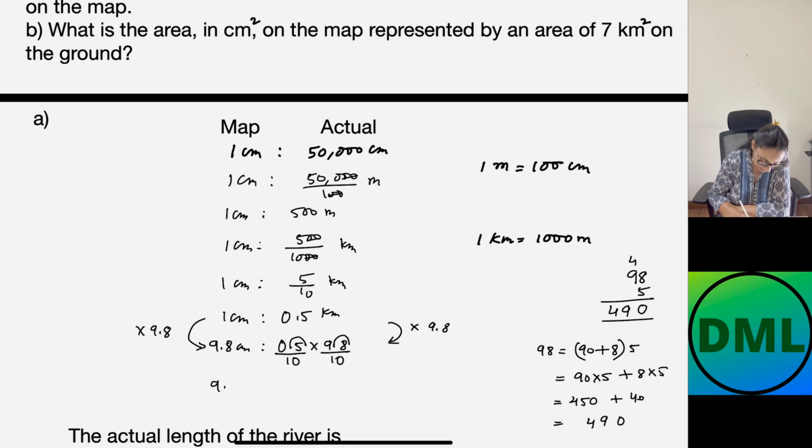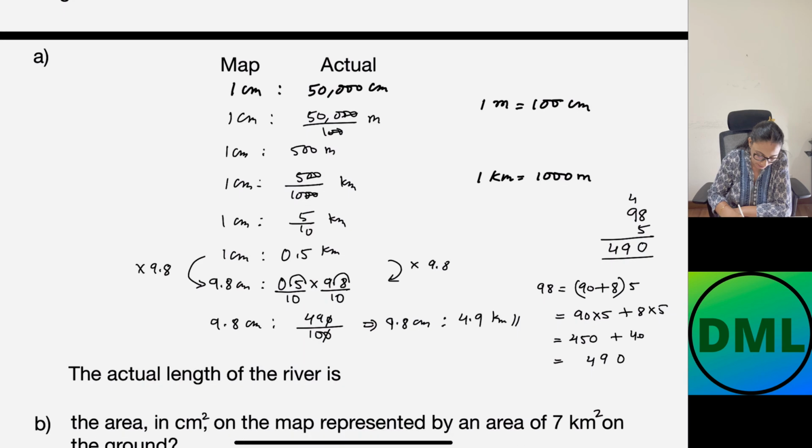Let's write down here 9.8 centimeters is to 490 over 100. 1 zero will get cancelled from here, and after one digit I have to put the point. So after 9 I have to put the point. So my answer will be 4.9. Let's write down the answer here. That will be written as 9.8 centimeters is to 4.9 kilometers. So the actual length of the river is 4.9 kilometers. That will be my answer.